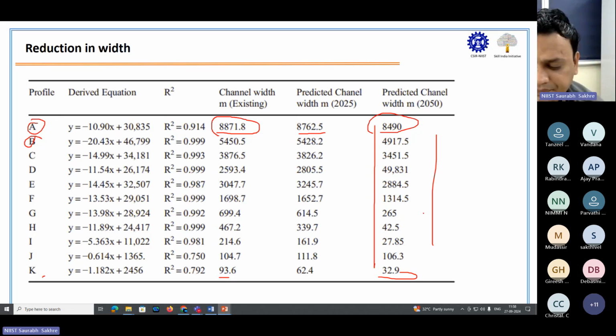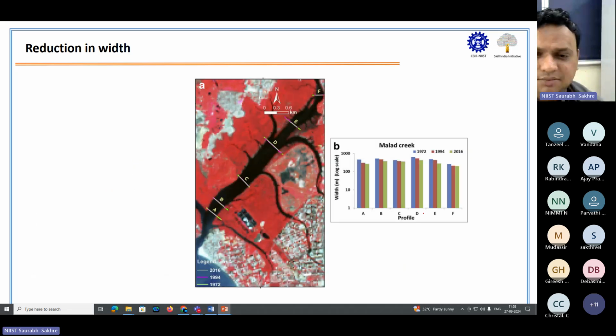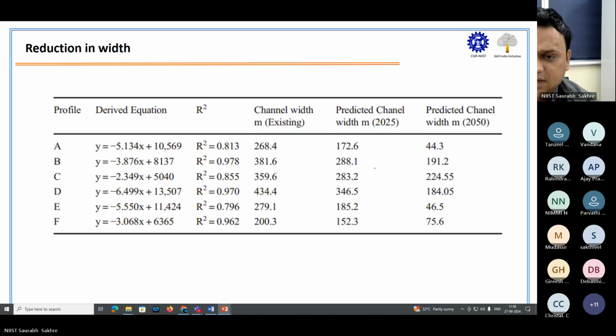Okay. Similarly, we have done the same reduction in width analysis for Malar Creek also. You can see points A, B, C, D, E. In this case also, the average width is always reducing only. And again, we have performed one linear regression analysis on the same, and using this equation, we have predicted the width in 2025 and 2050.